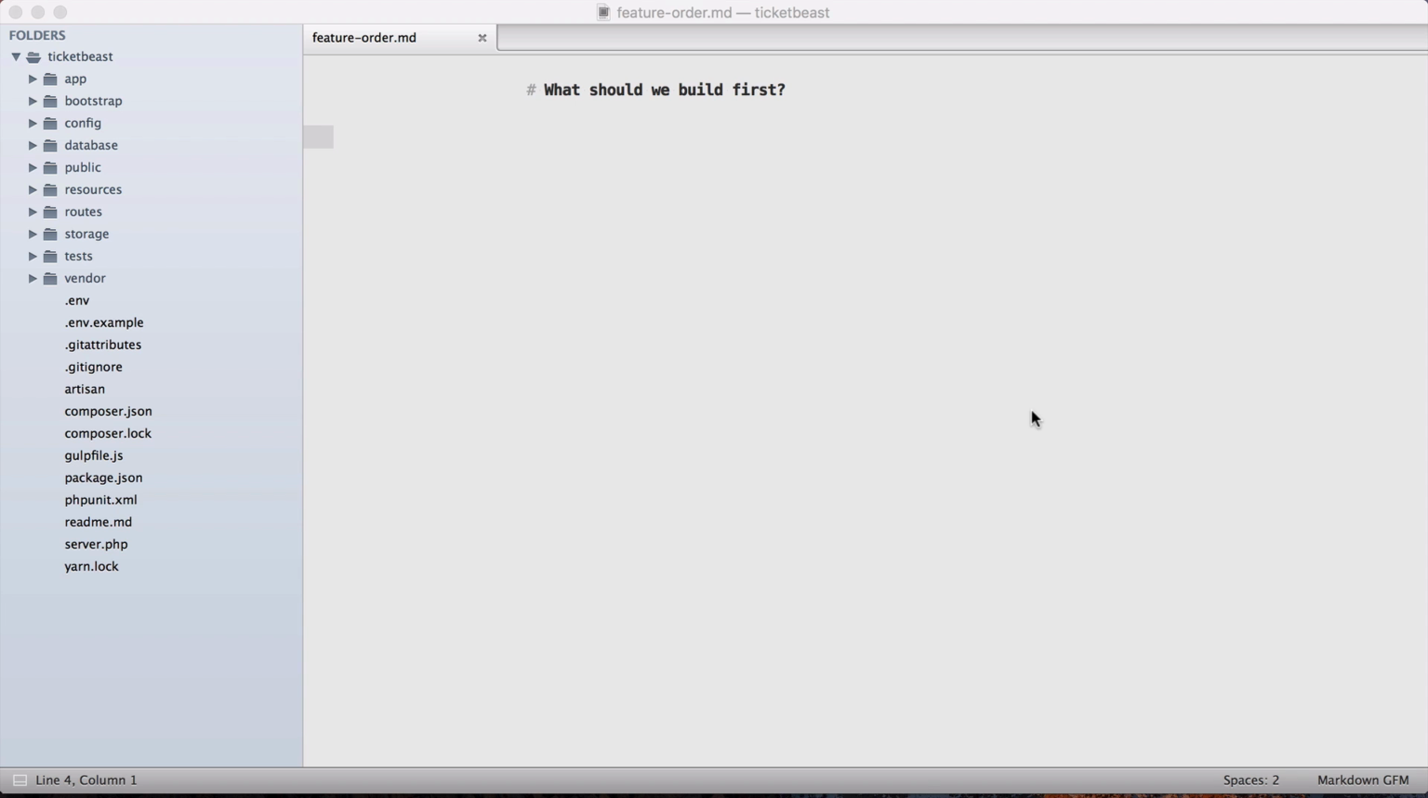So the way I normally try and make this decision about what I should build first is by trying to figure out what is the most important thing that the application needs to do. And at the core of it, the most important thing that TicketBeast needs to be able to do is allow people to get information about concerts and purchase tickets to those concerts. Allow concert promoters to sell these tickets. So I think we could say that the most important feature is just purchasing tickets.